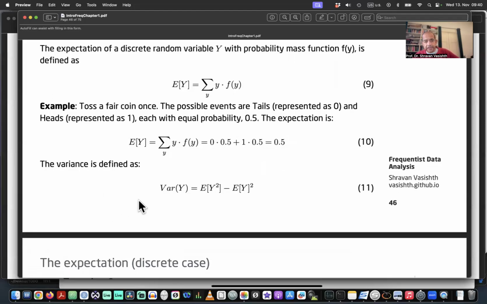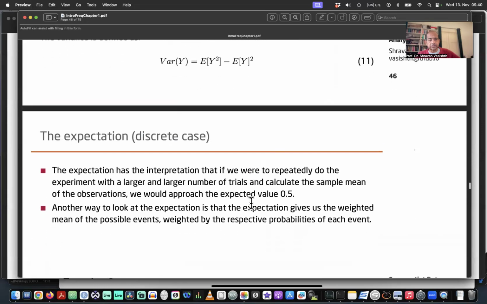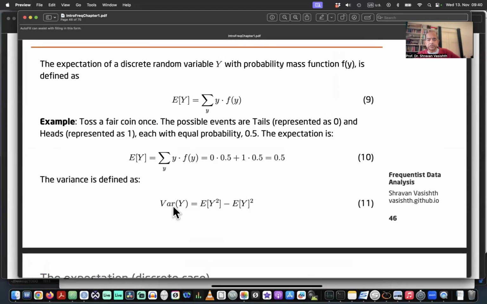Variance is defined in this equation here. I won't unpack this equation for you because it would take us too far afield into random variable theory. But the variance intuitively is just telling us how much variation we can expect in the observed values when we do our experiment. So just to give you a concrete example.